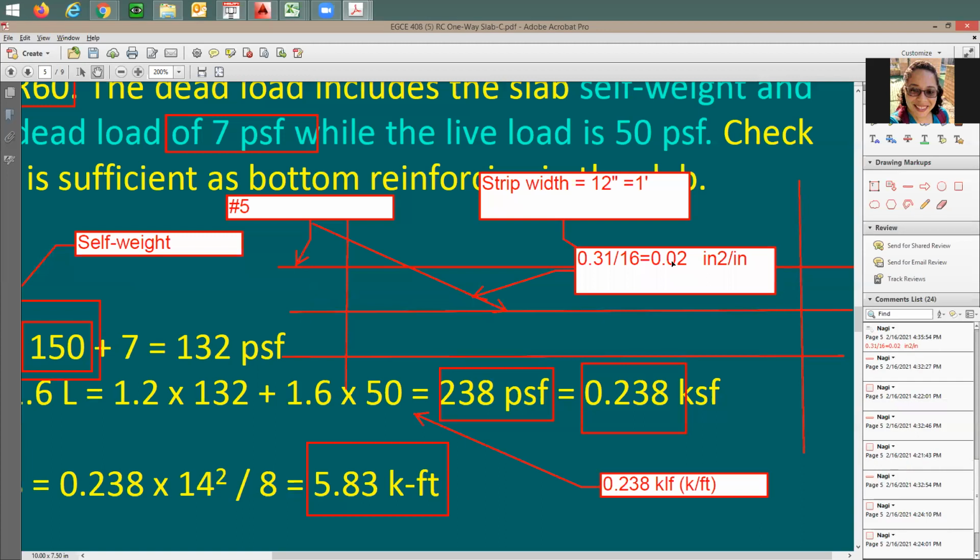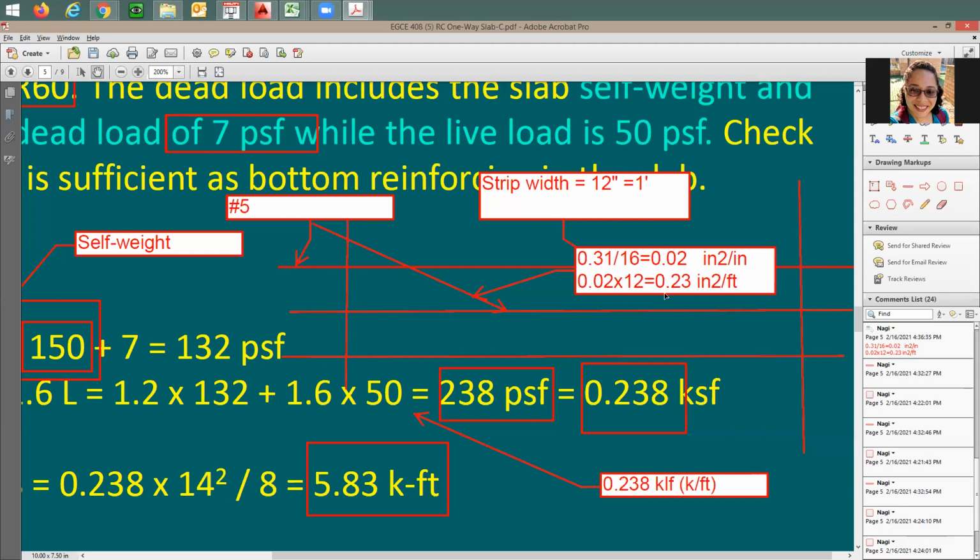But I'm not really interested in this. I'm interested more in how much I have per 12 inches. This is what I have per inch, so I'm going to take this 0.02 times 12. How much is that? 0.23. Square inch per what? Per foot, correct? Which means for each 12-inch strip of the slab, I have 0.23 square inch. And this will be my AS, and this is what I need to use in my design.